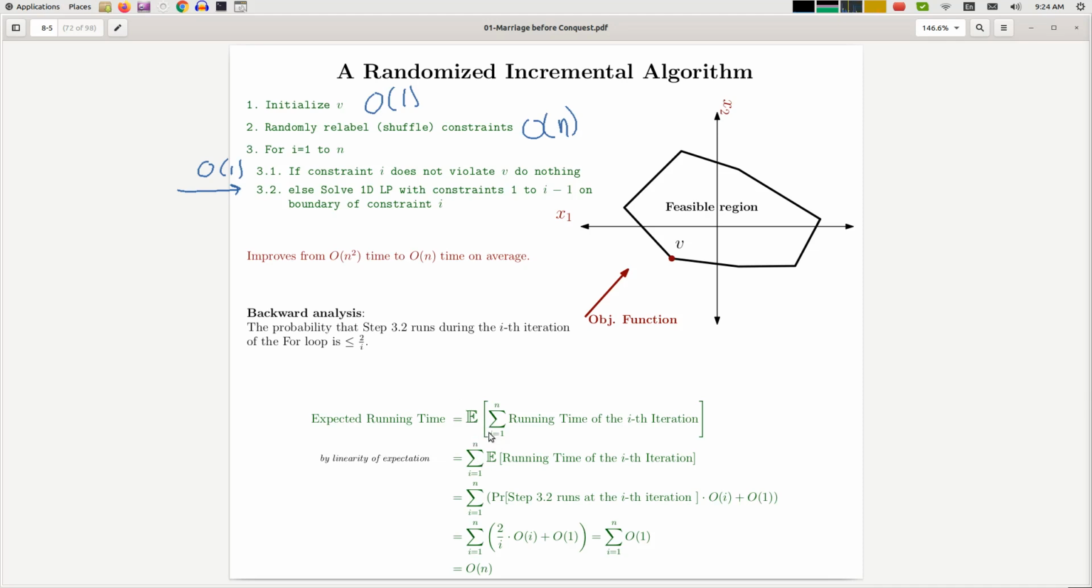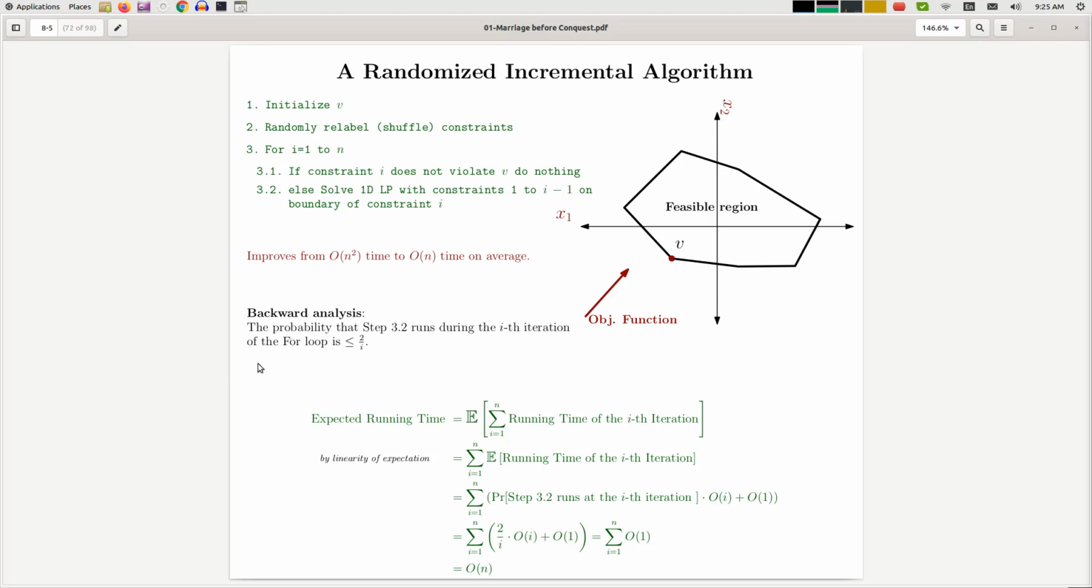And linearity of expectation does not require independence. So in other words, for every two random variables x and y, you can always write the expected value of x plus y equals the expected value of x plus the expected value of y. That always holds regardless of what the random variables are. So now we're down to this step. We just want to sum the expected value of the ith iteration.